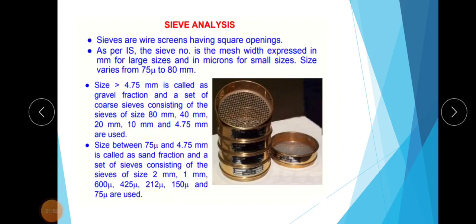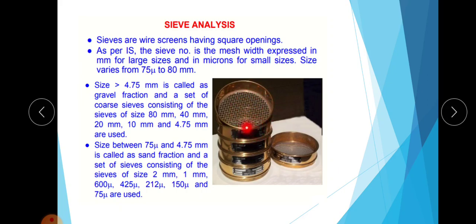In the sieve analysis, the soils are sieved through different sets of sieves. This is known as a sieve. This is one sieve. There is a set of sieves, and these sieves are wire screens having square openings. As per IS, the sieve number is the mesh width expressed in mm for larger sizes and in microns for small sizes. So based on this mesh size, we are expressing the sieve size also.